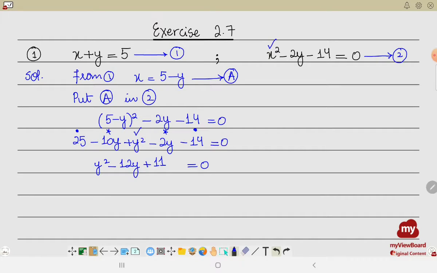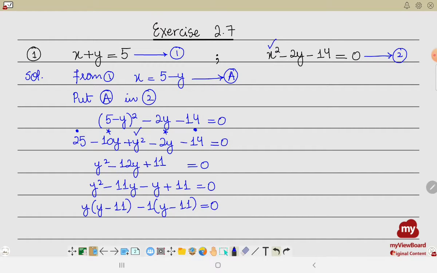Now we are going to further factorize it, since we have to find out the value of y. Let's break down the middle term. We'll apply the middle term break method. So we'll use two factors, 11 and 1, so that when you add them it becomes 12, and when you multiply them it becomes 11. Now we have 4 terms. We'll take y as common, and we'll take minus 1 as common.